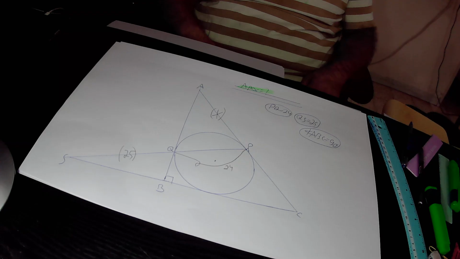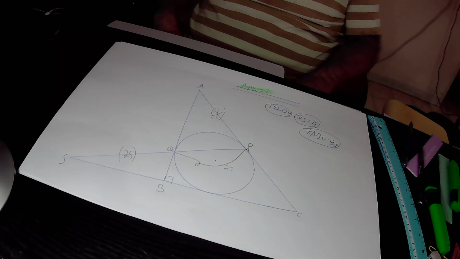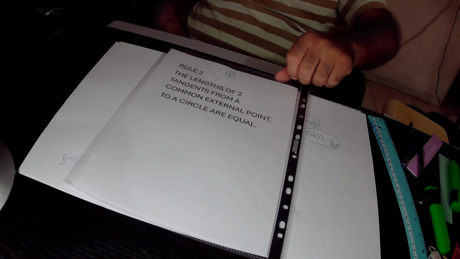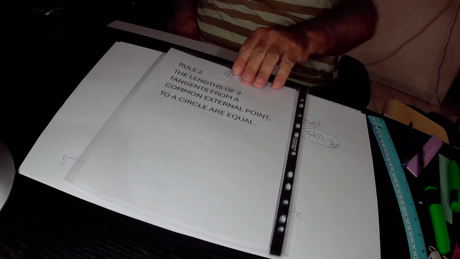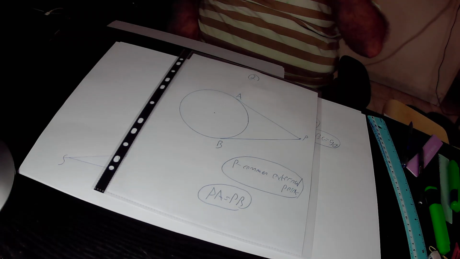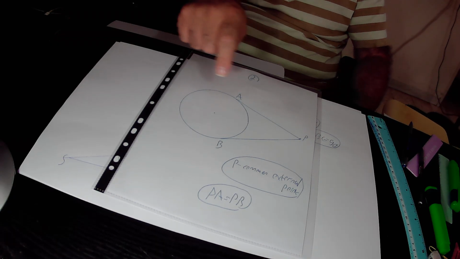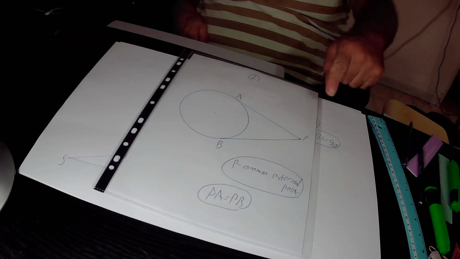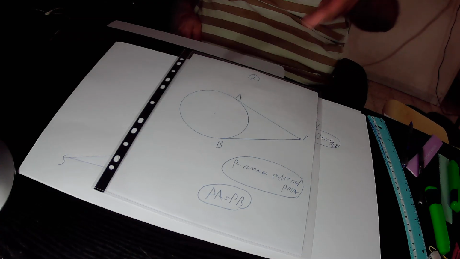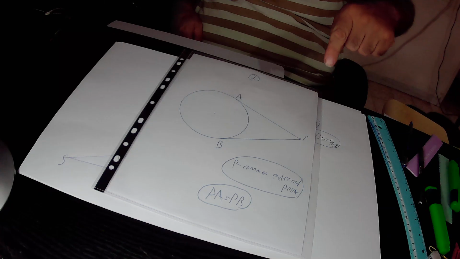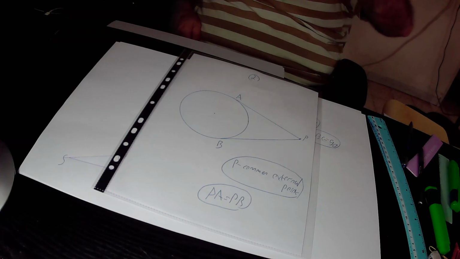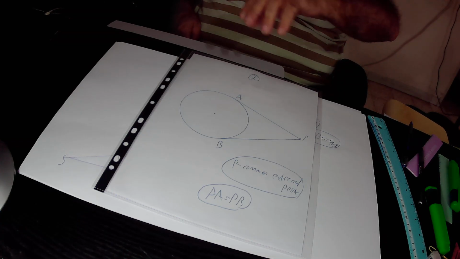So first of all, we'll implement rule 2 in our drawing. Let me quickly repeat rule 2. According to rule 2, the lengths of two tangents from a common start point to a circle are equal. In the drawing of a circle, this is the common start point, point P. For this common start point, point P, we have two tangents to this circle, tangent PA and tangent PB. And according to rule 2, they are equal to each other. That is to say, PA equals PB.